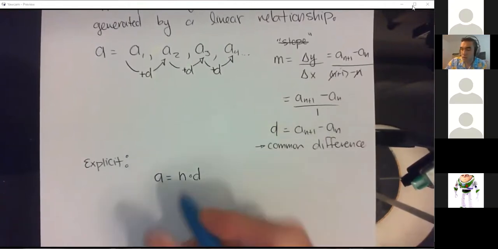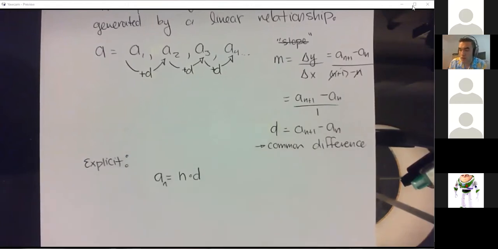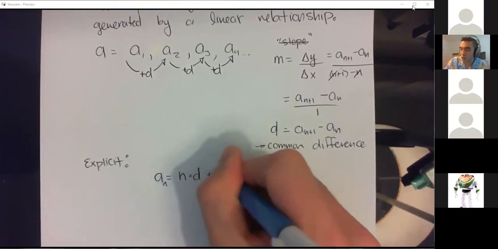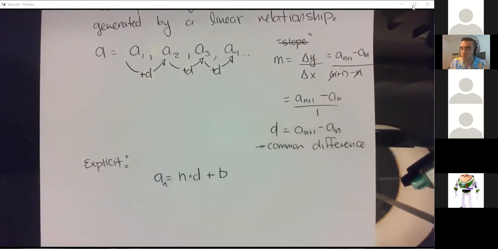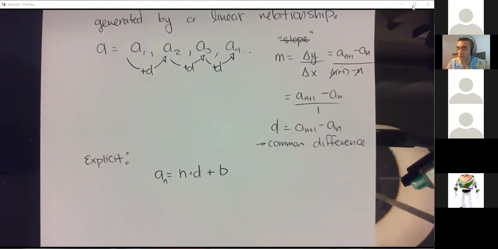So n, the number that we are plugging in, the distance along that we are in our sequence, is multiplied by the common difference, plus a linear equation constant, b. This is exactly the same as the linear equation y equals mx plus b, except instead of talking about points along a line, we're talking about elements along an arithmetic sequence.